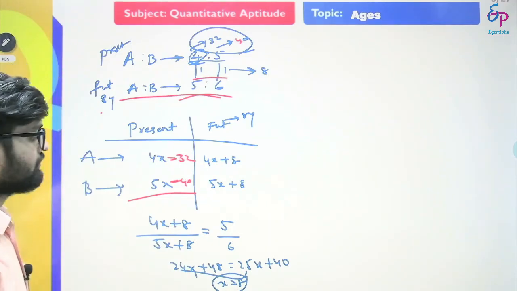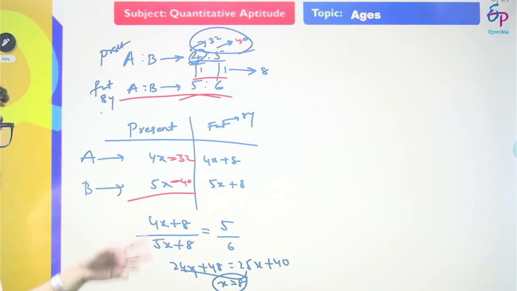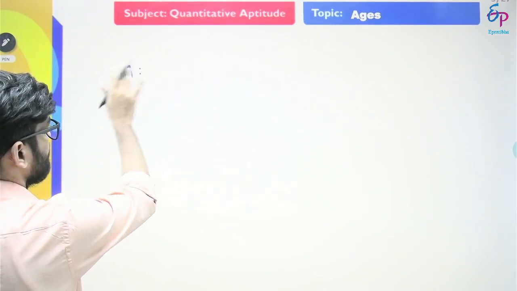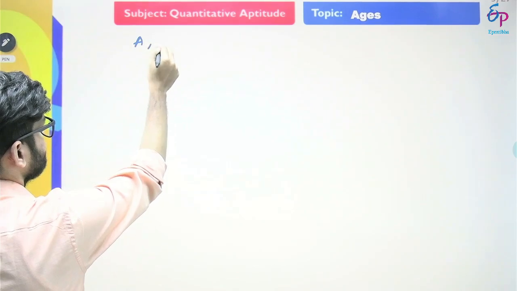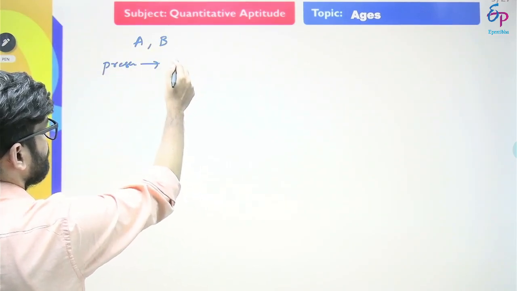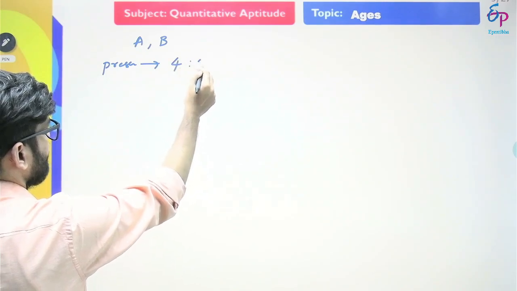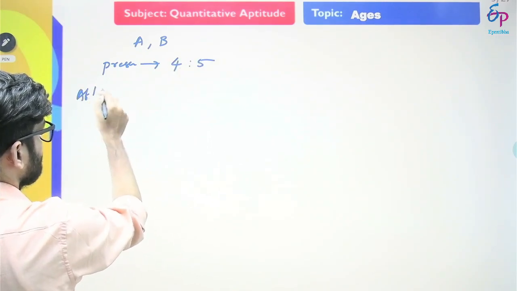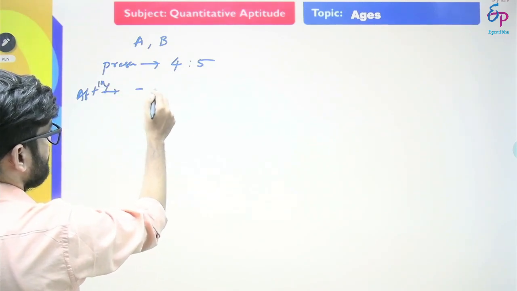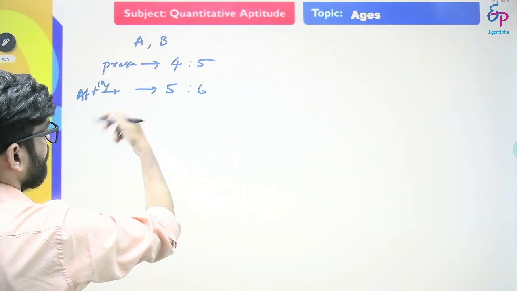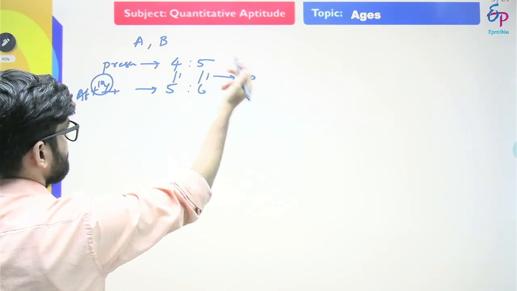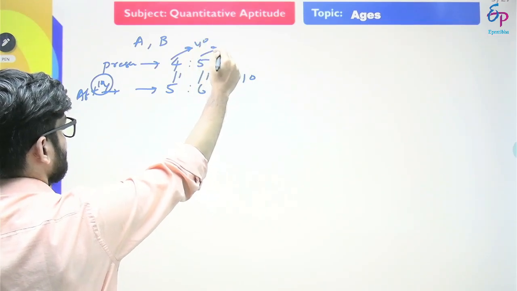So 1 part is equal to 8 means 4 parts is equal to 32 and 5 parts is equal to 40. See here, if I am telling you A is to B directly, present value of A and B, present it is 4 is to 5, after 10 years the future ratio is 5 is to 6. Now this is 1 part, this is 1 part. 1 part is equal to how much? 10 years. 1 part is equal to 10 means 4 parts is equal to 40, 5 parts is equal to 50. That is correct.